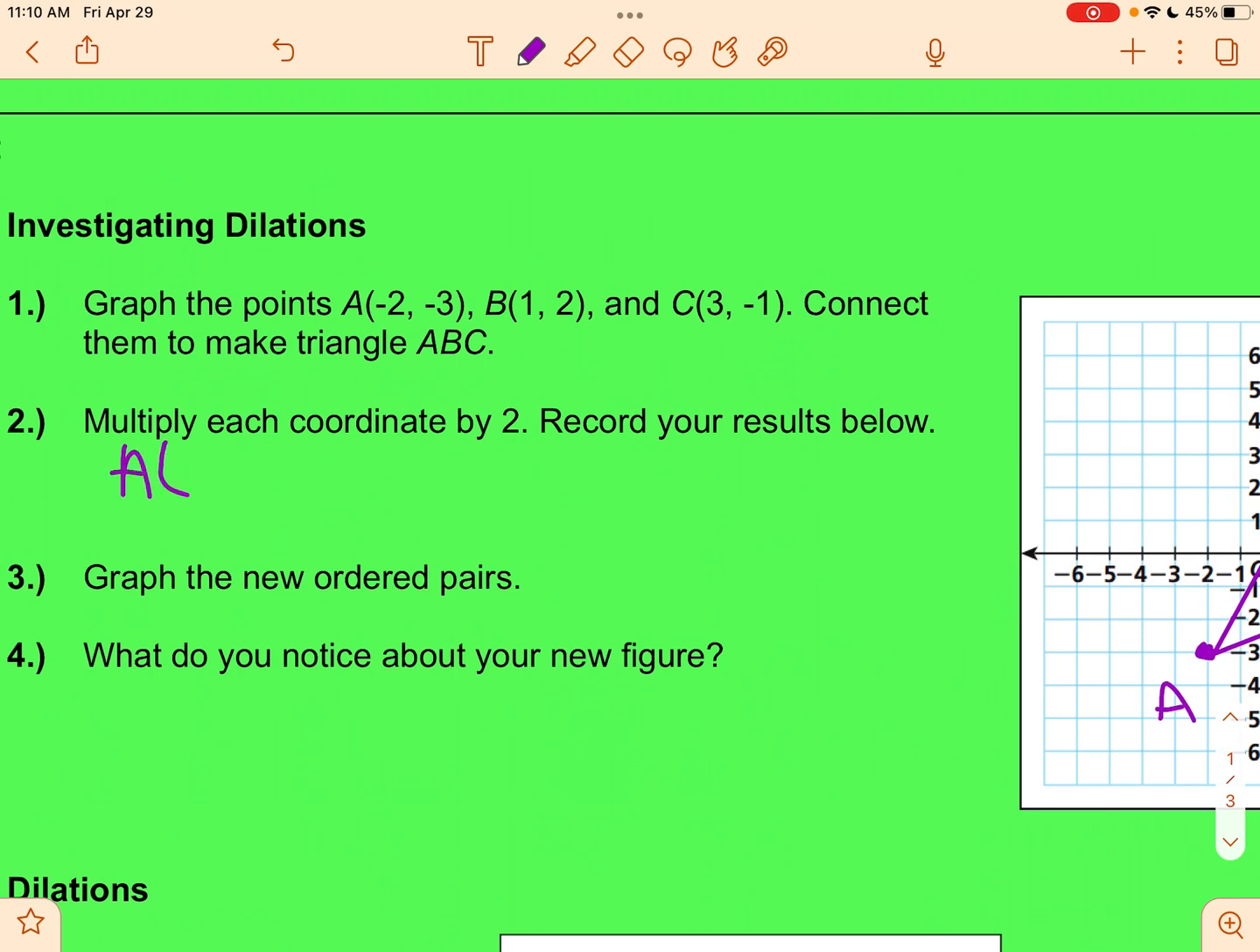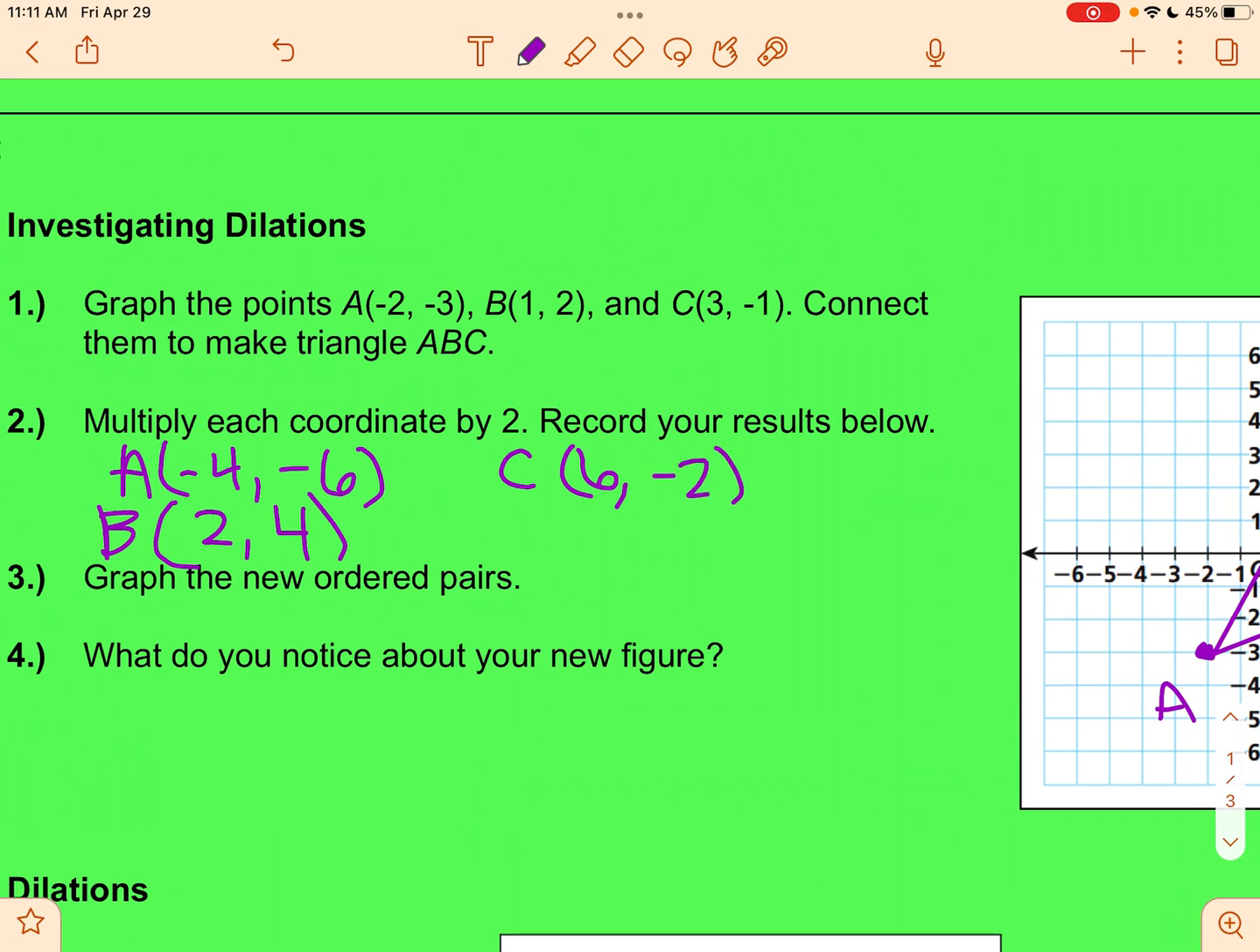So if we have A, we're going to multiply that by 2. -2 times 2 is -4. -3 times 2 is -6. Now let's do the same for B. 1 times 2 is 2. 2 times 2 is 4. And then lastly we have C. 3 times 2 is 6. -1 times 2 is -2.